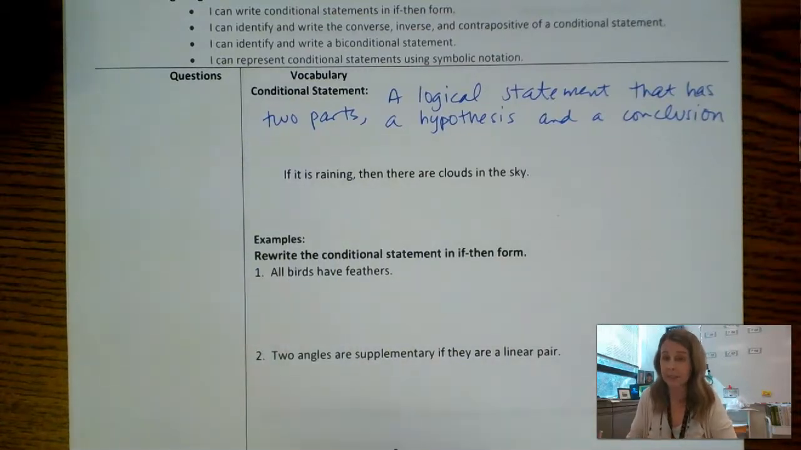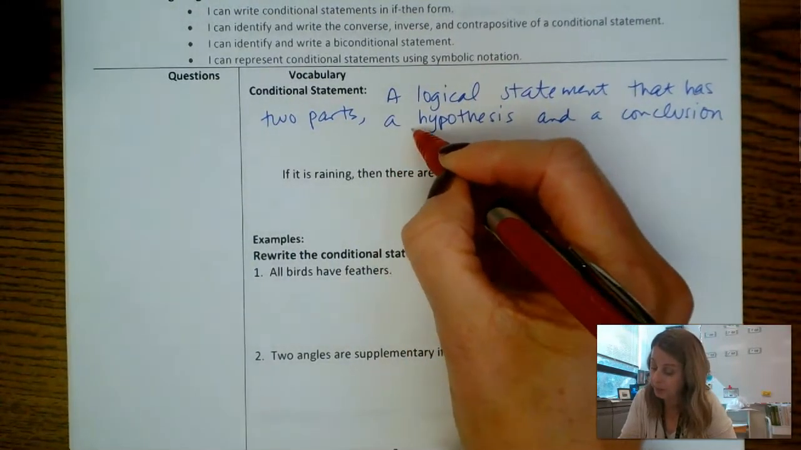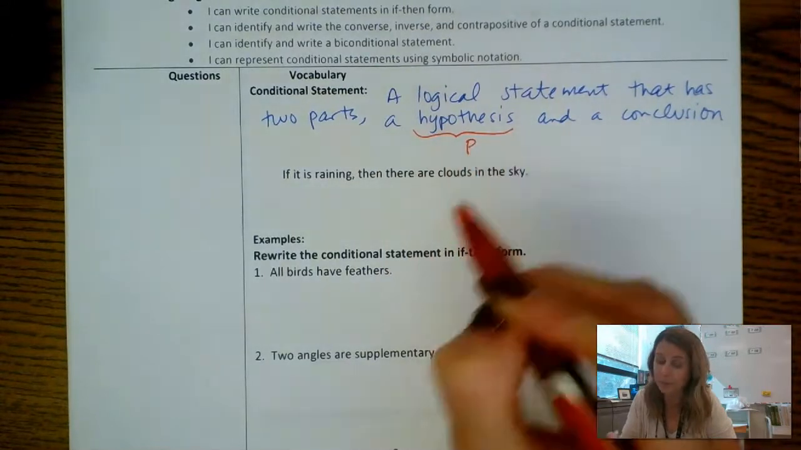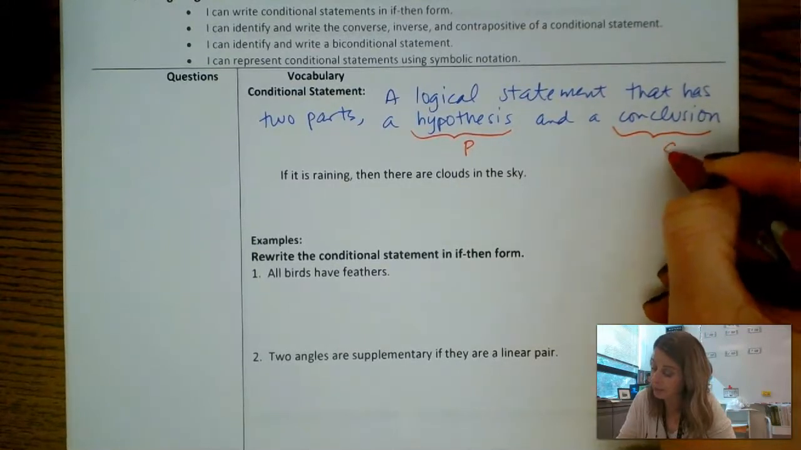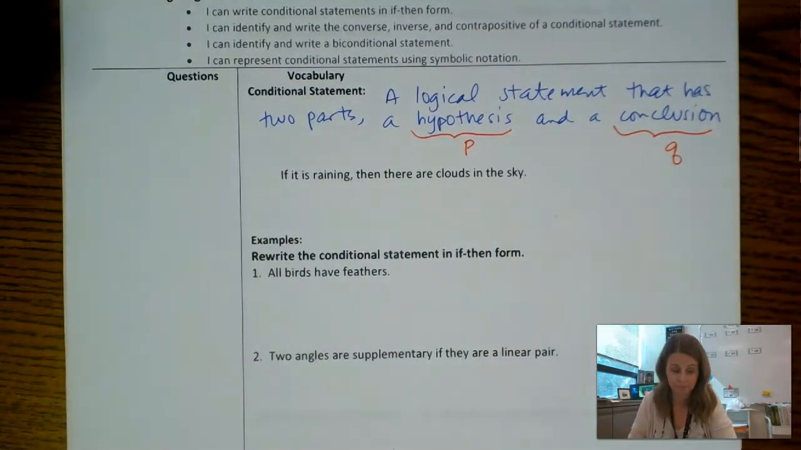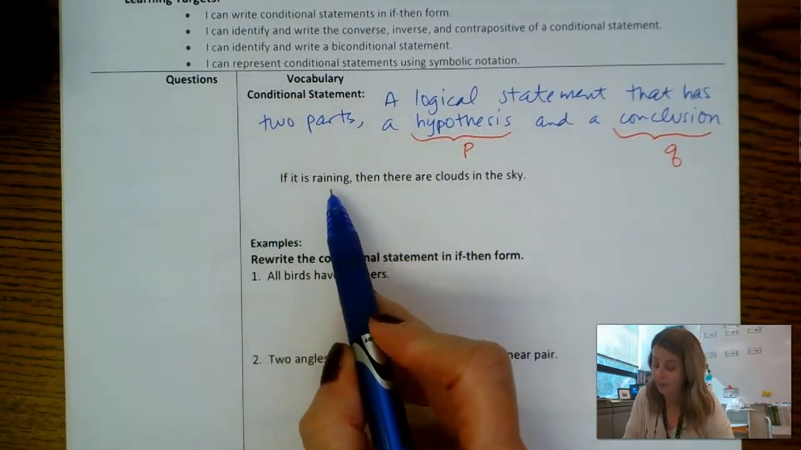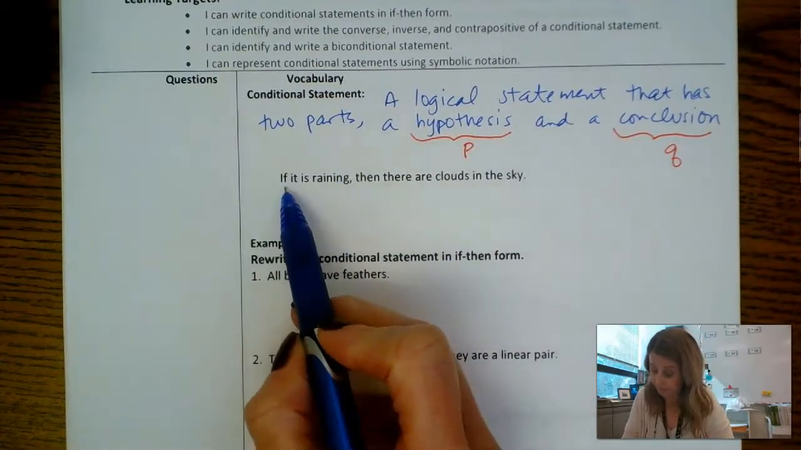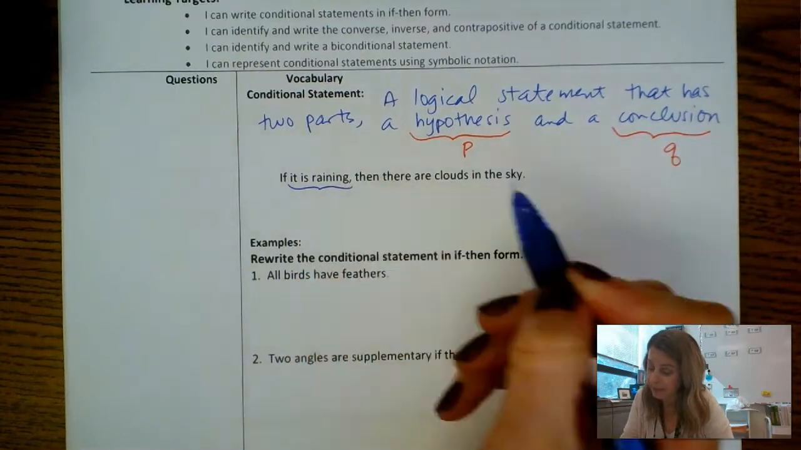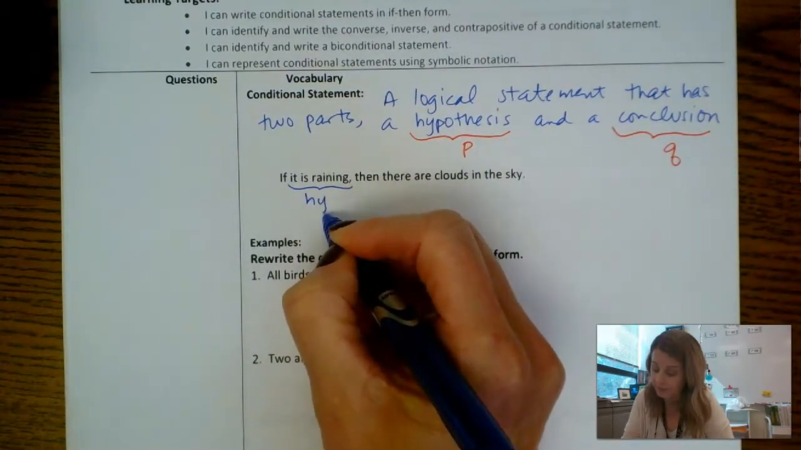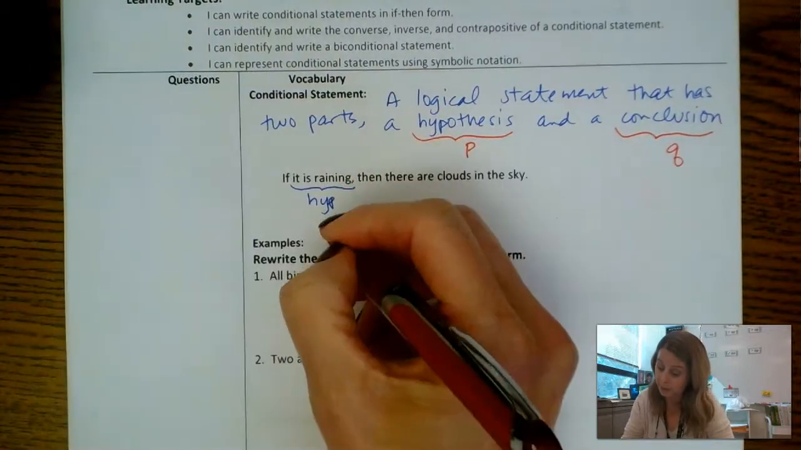So what I want to do is add some notation here. Hypothesis: we often use the letter P to indicate the hypothesis. The conclusion will be the letter Q. Okay? So this next conditional statement: if it is raining, then there are clouds in the sky. If I wanted to identify hypothesis and conclusion, after the if is going to be the hypothesis. So right here, it is raining. So that's our hypothesis, or we'll use the letter P.